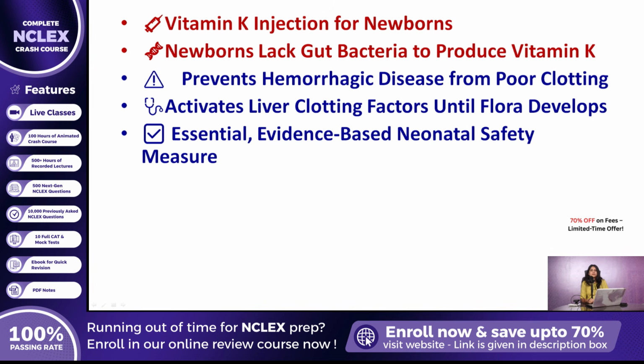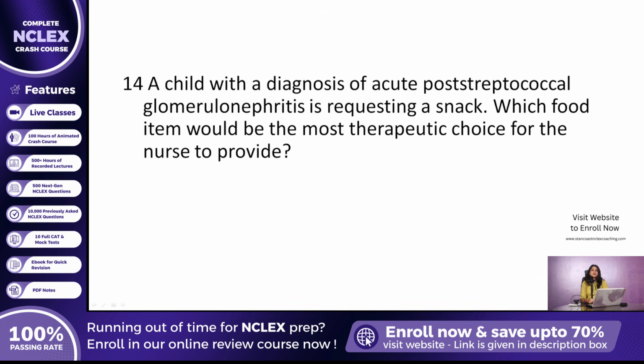Let us now turn to question 14, which focuses on dietary management for a pediatric client diagnosed with acute post-streptococcal glomerulonephritis, or APSGN. In this case, the child is requesting a snack, and the nurse must select the most therapeutic food option that aligns with the client's renal condition. So, which snack would be safest and most appropriate? Let us examine each option carefully.